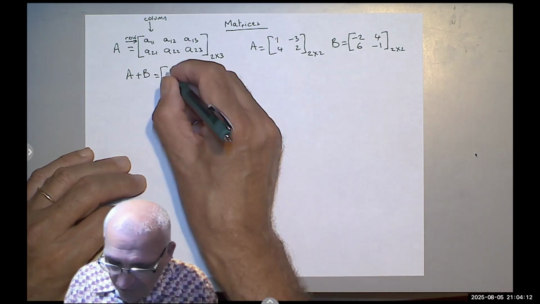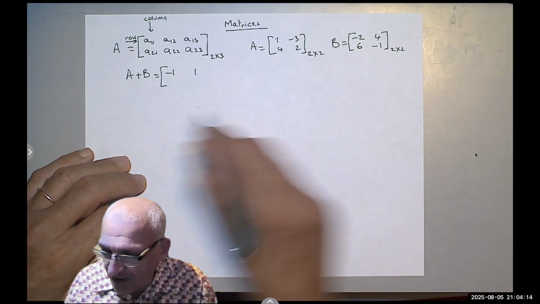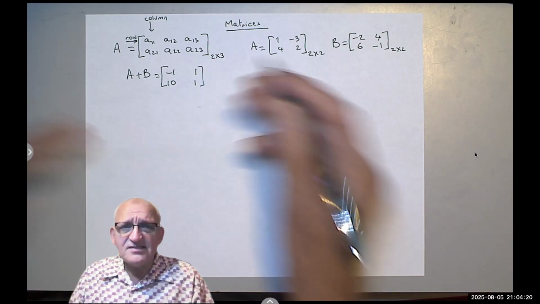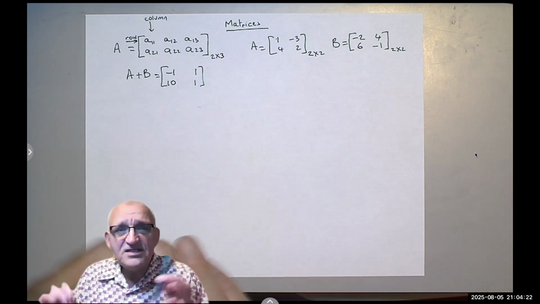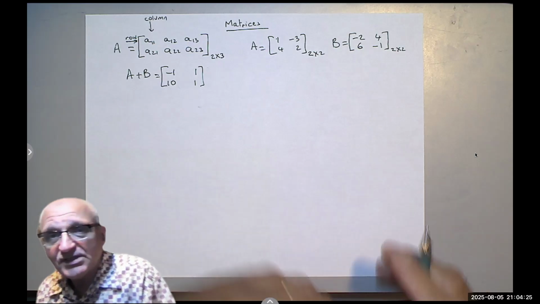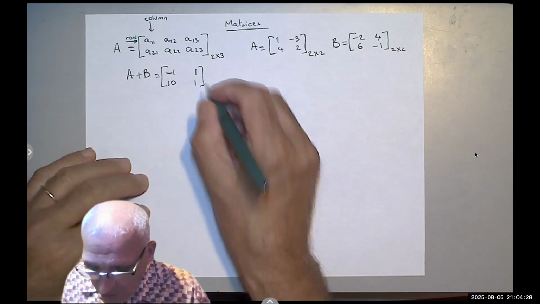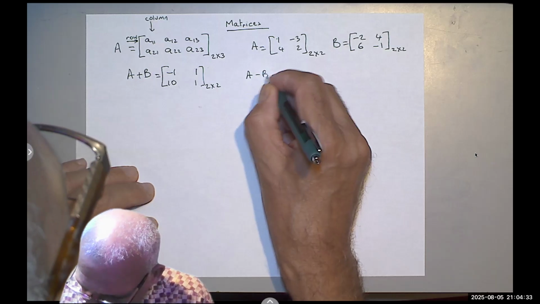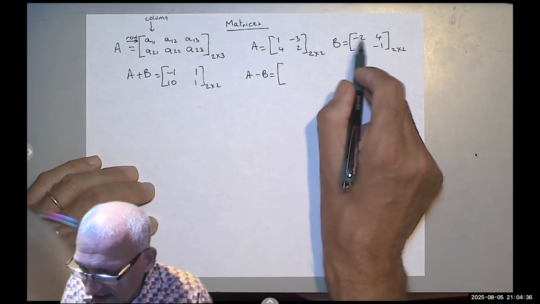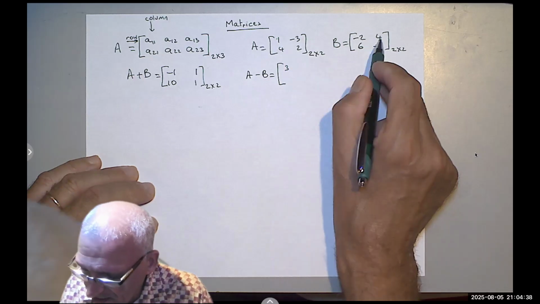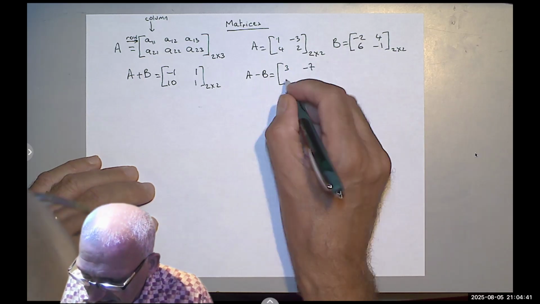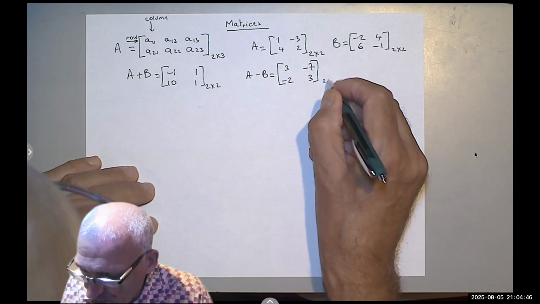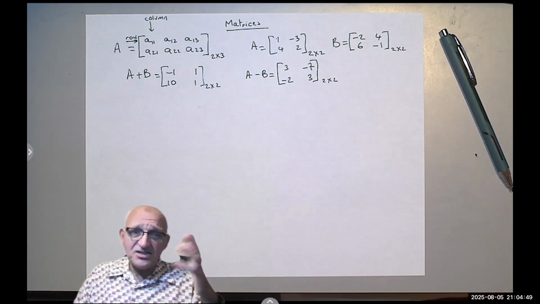1 minus 2 is -1. -3 plus 4 is +1. 4 plus 6 is 10. And 2 minus 1 is 1. So very easy. You are adding all the corresponding numbers and filling up, so that of course would stay 2 by 2. If you say A minus B, you would say 1 minus -2 is 3. -3 minus 4 is -7. 4 minus 6 is -2. And 2 minus -1 is +3. Again, 2 by 2. So addition and subtraction are very easy.